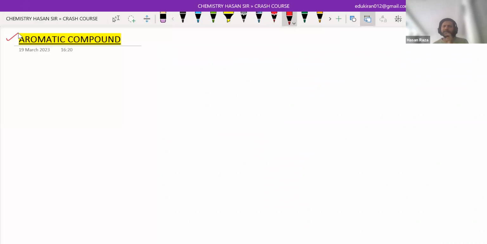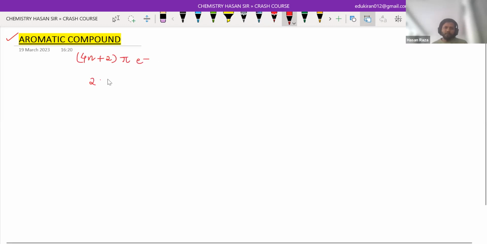Today we are going to start this aromatic compound. What is aromatic compound? We already know. The first one is it should be cyclic, planar, the compound should be conjugated, and then Huckel rule. Since we are talking about aromatic compound, here the Huckel rule is only about 4n plus 2 pi electrons. That means you should have either 2 pi electrons, either 6 pi electrons, either 10 pi electrons, either 14 pi electrons, and so on.